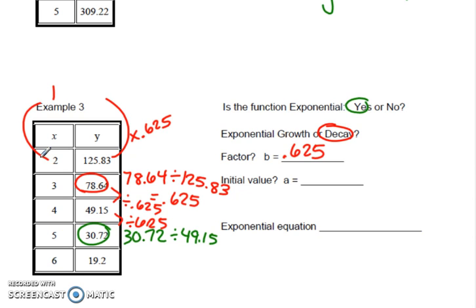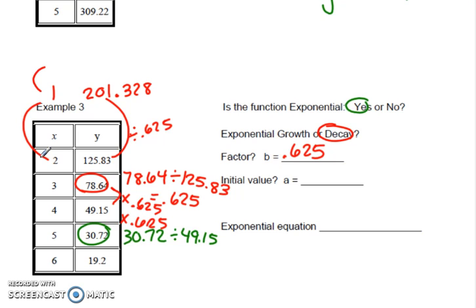Oh wait, no, I'm dividing. I'm so sorry. They are actually timesing by 0.625. I apologize. So you're timesing when you're going down. So if I go backwards, I would divide by 0.625. So 125.83 divided by 0.625 is 201.328. Okay? But again, I'm not done.